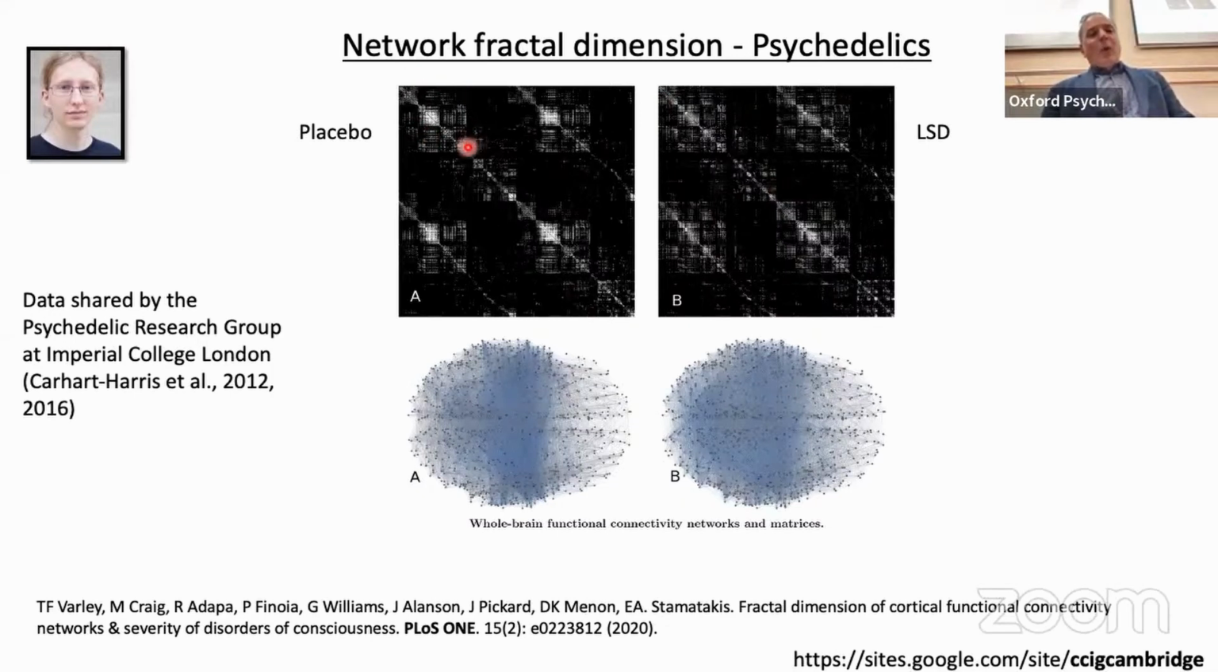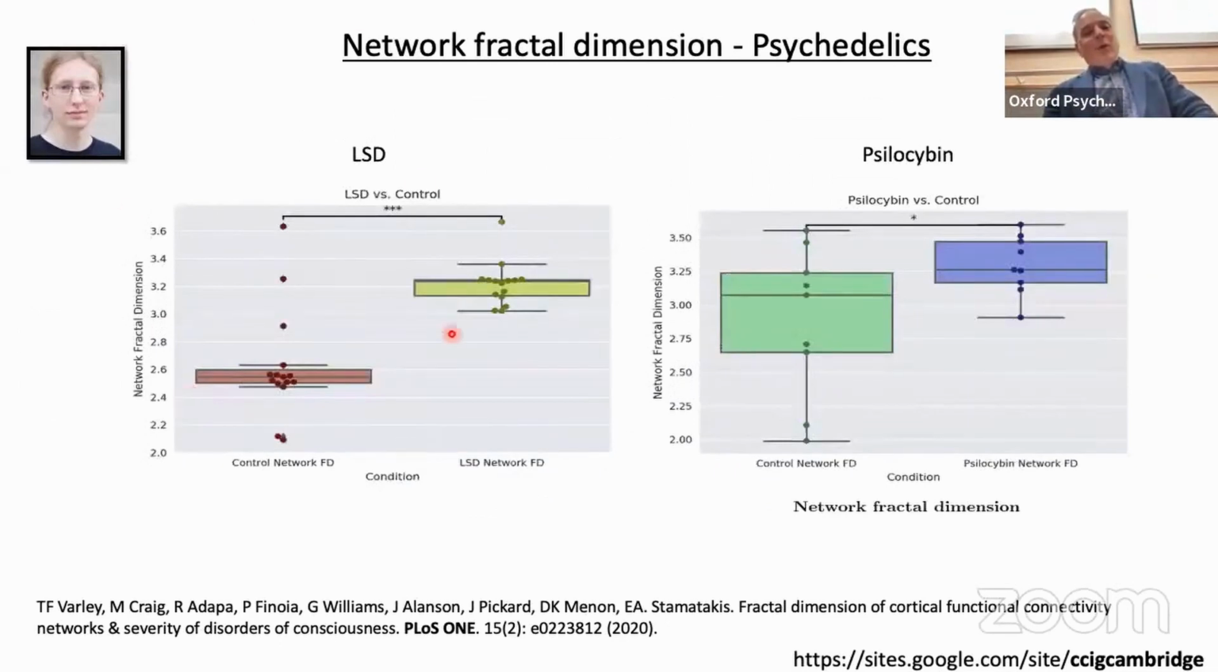And if you try to quantify it, I should say here that all of our data on psychedelics have been shared by the Imperial group. When you try to quantify this, you can see that you get a very significant increase in fractal dimension in the brains of people that have taken LSD, and the same with psilocybin, although not as strong. It's still significant, but not as strong. So we have some sort of increased criticality in the brains of people who have taken psychedelics.